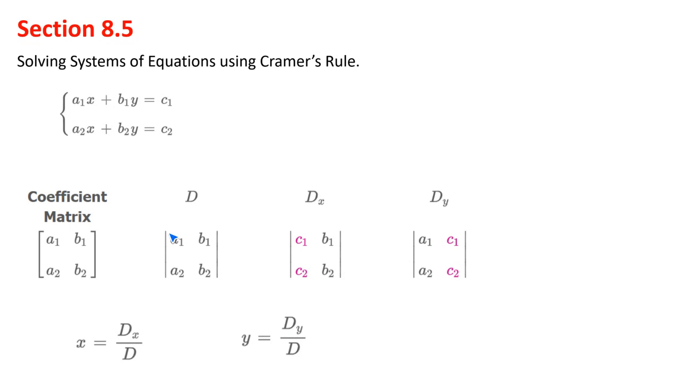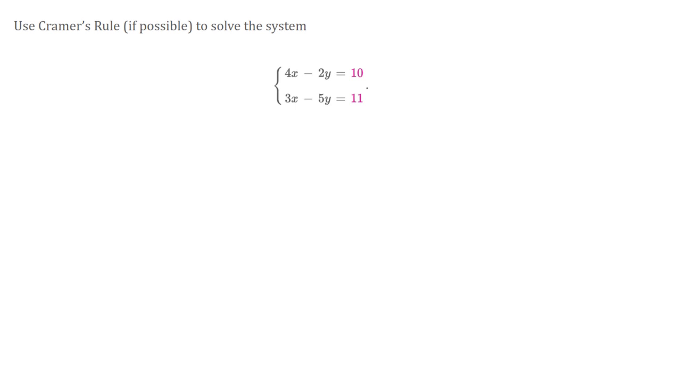Okay, so let me repeat that again. So the determinant of the whole matrix, and then for x, we're going to remove the x's and substitute them with the constants. And then for the y, we remove the y's and substitute with the constants.